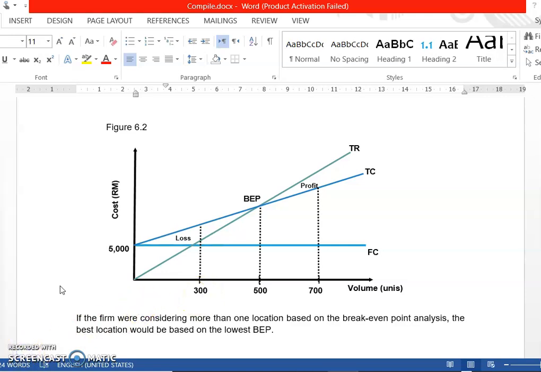Okay, the key in locational break-even analysis is we want to find the location with the lower cost. Most of the students are confused between locational break-even analysis and the factor rating method. In factor rating, we choose the higher figure. In locational break-even analysis, we choose the lowest cost.